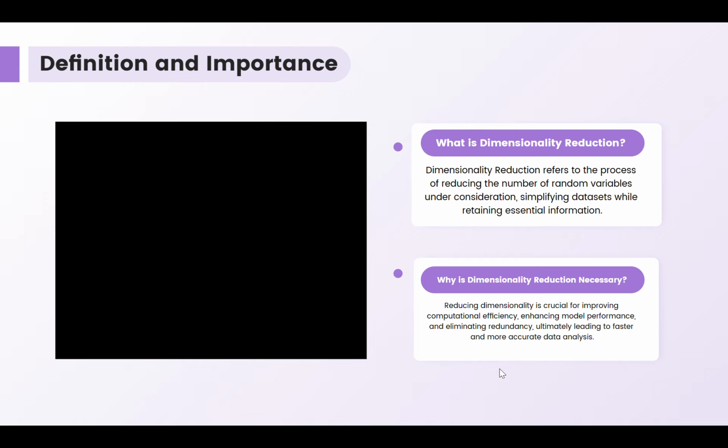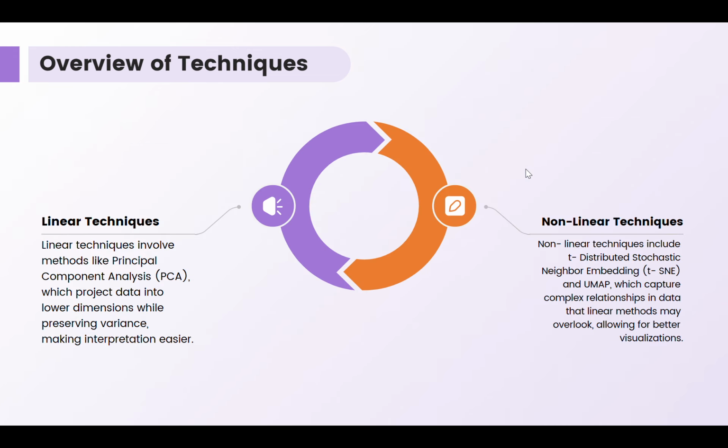So, what is the definition and the importance? Let us come to what is dimensionality reduction. Dimensionality reduction refers to the process of reducing the number of random variables under consideration, simplifying the data sets while retaining the essential information. Is dimensionality reduction necessary? We do dimensionality reduction in machine learning. It is crucial for improving computational efficiency, enhancing model performance and eliminating redundancy, ultimately leading to faster and more accurate data analysis.